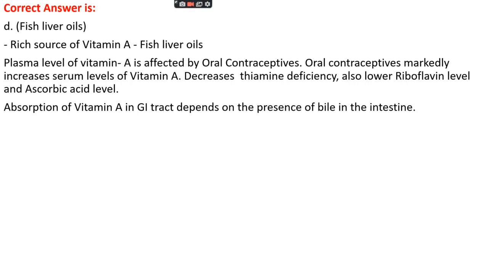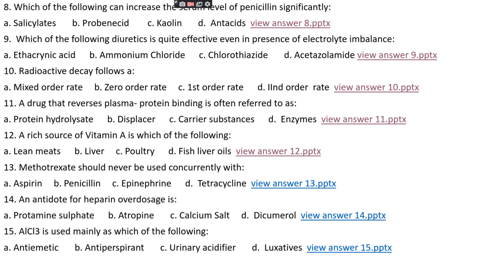The plasma level of vitamin A is affected by oral contraceptives, since while we take oral contraceptives, they markedly increase the serum level of vitamin A, and they may decrease thiamine, and also lower vitamin B2, that is riboflavin level, and vitamin C, that is ascorbic acid level. Absorption of vitamin A in the GI tract mainly depends on the presence of bile in the intestine.